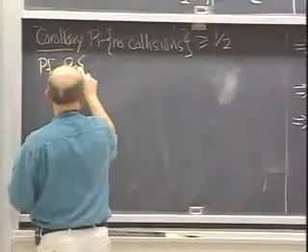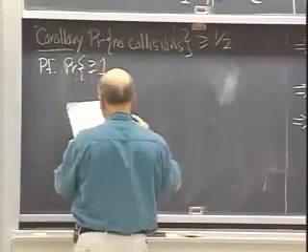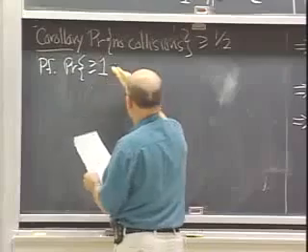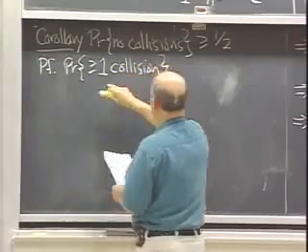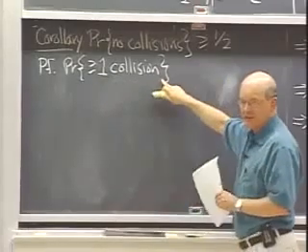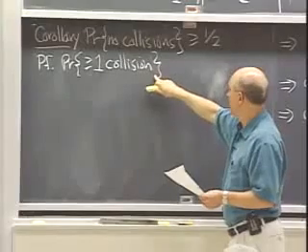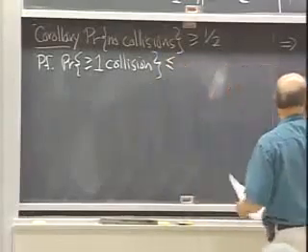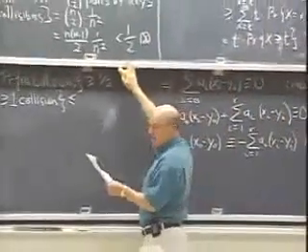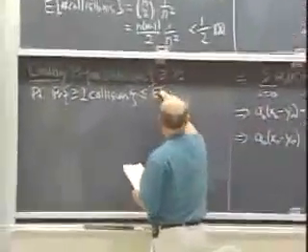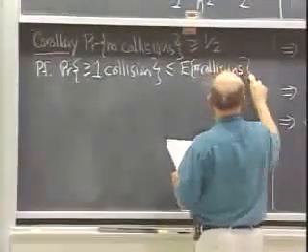The probability of no collisions is the same as 1 minus the probability that I have at least one collision. The odds that I have at least one collision, the probability of greater than or equal to one collision, is less than or equal to, now I just apply Markov's inequality, the expected number of collisions divided by 1.